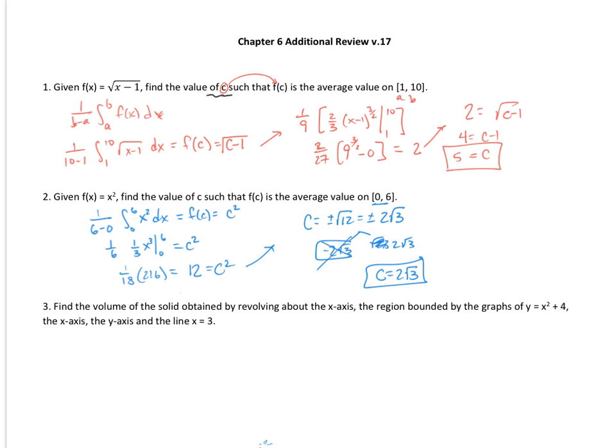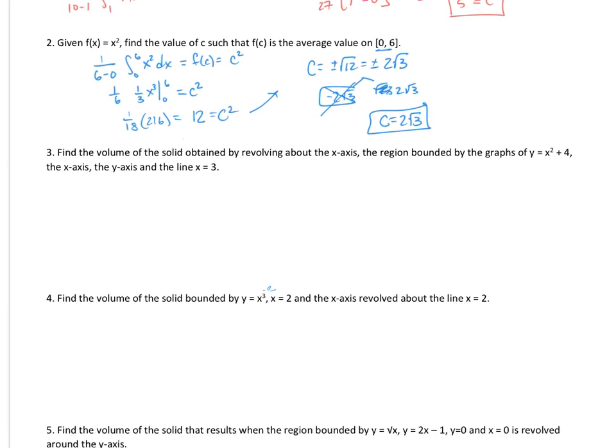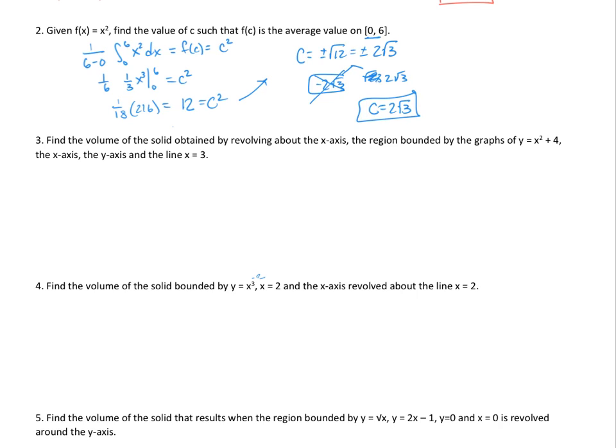All right, let's move on to number 3. On number 3, we have to find the volume of a solid obtained by revolving about the x-axis the region bounded by the graphs y equals x squared plus 4, the x-axis, the y-axis, and the line x equals 3.